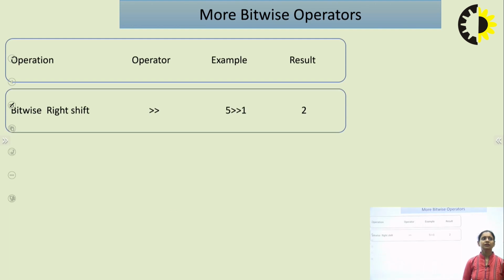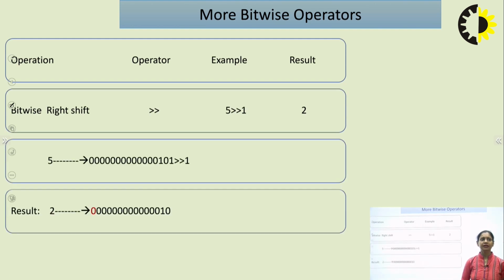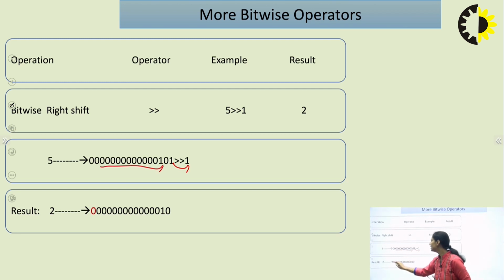The bitwise right shift operator will shift the digits towards the right. Hence, this digit would be lost and all the digits will be shifted to the right. At the left side, we will have an extra 0 added. This 0010 is the binary representation for 2 and hence the result is 2.